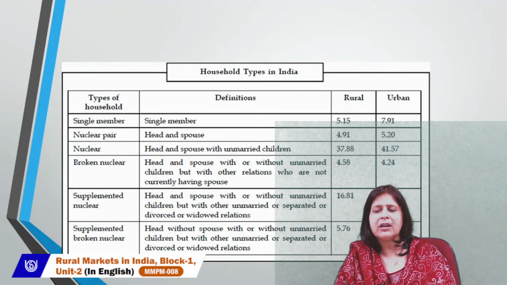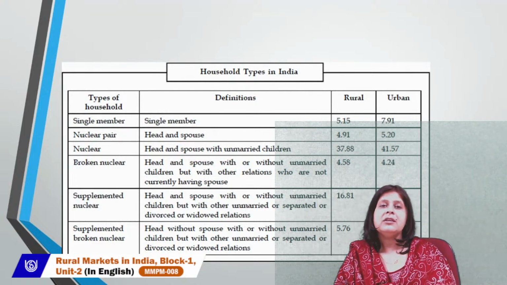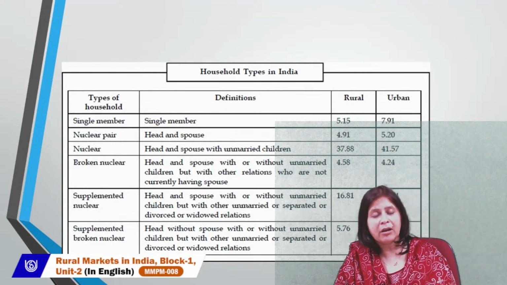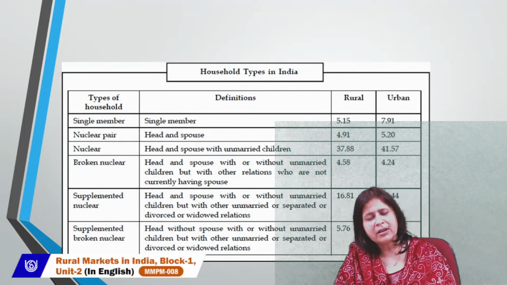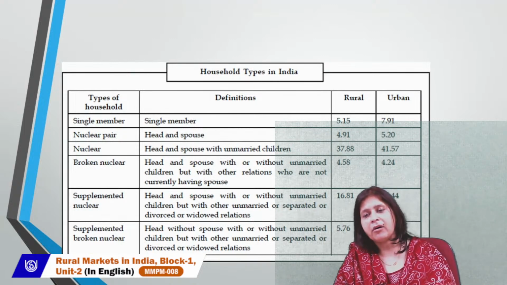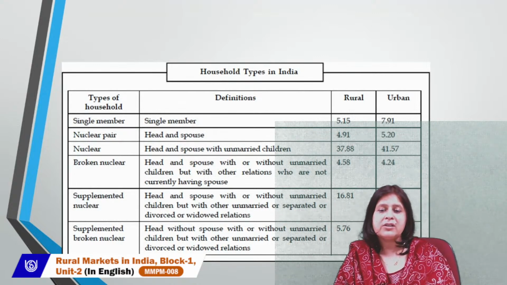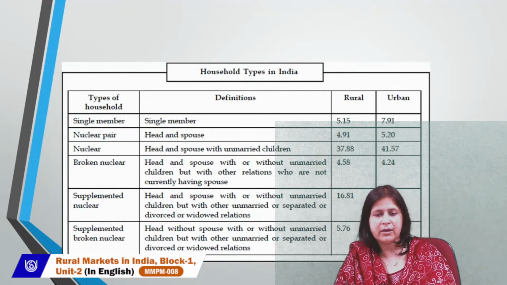37.88% in rural areas and 41.57% in urban areas. Then the broken nuclear: head and spouse with or without unmarried children, but with other relations who are not currently having a spouse. In rural areas it is 4.5, while in urban areas it is 4.24. This type of household, the broken nuclear, is more in rural areas than in urban areas.